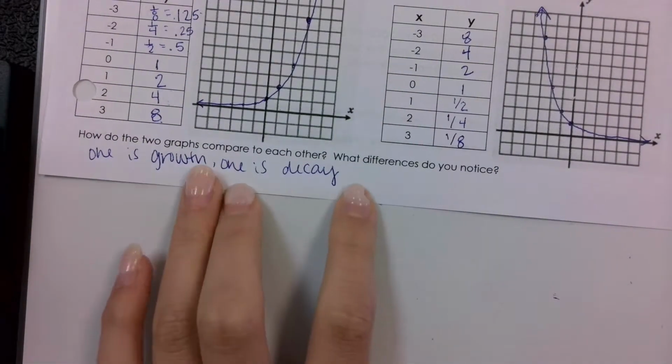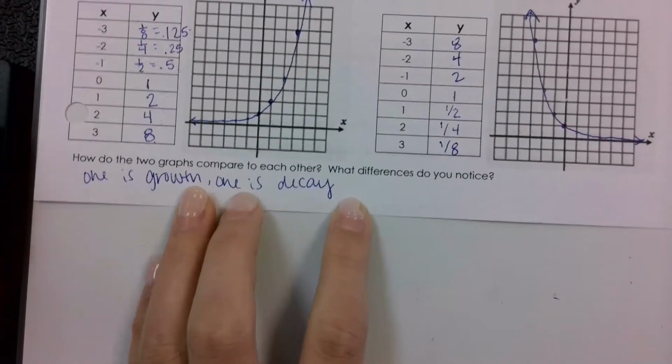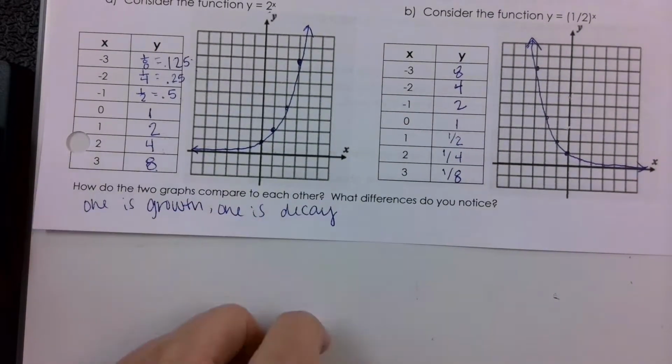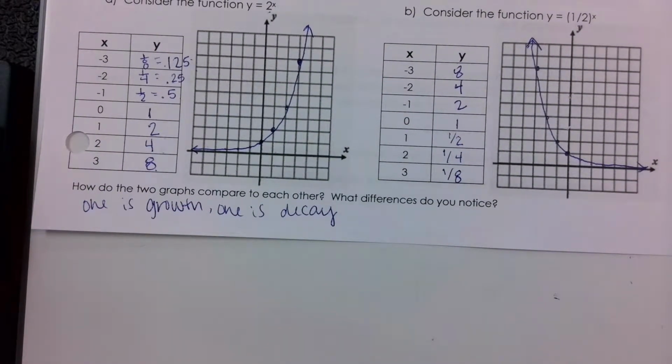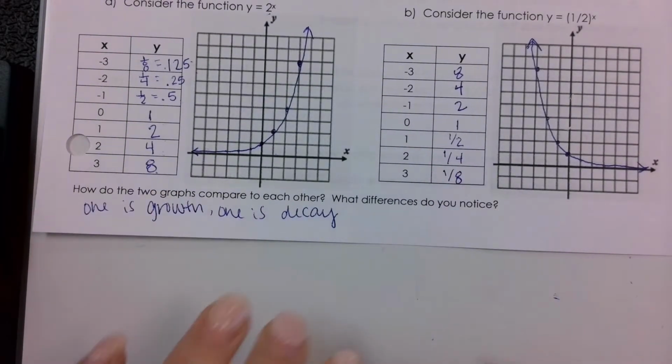What else do we notice? So when you flip, do you remember what that's called? Specifically a fraction. Starts with the R. Reciprocal. So we could say that your tables are reciprocals.